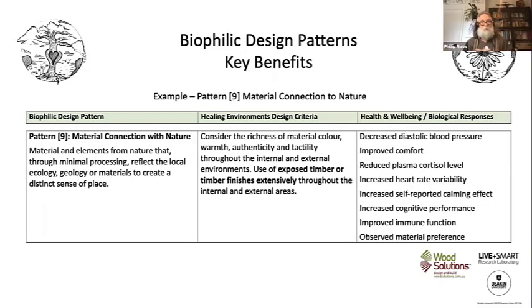So in this diagram, I just want to bring out pattern number 9. And why? Because it's about material connection to nature. And it shows the key benefits. And this is where timber comes in. So pattern 9, what is the design pattern? That's material connection with nature. It is how materials and elements from nature that we use, through minimal processing, reflect the local ecology or the geology or materials to create a distinct sense of place in your built environment.